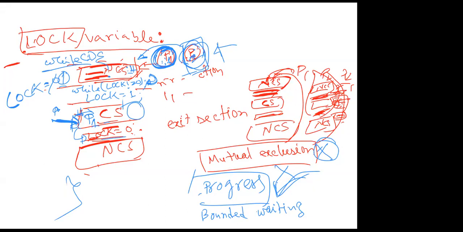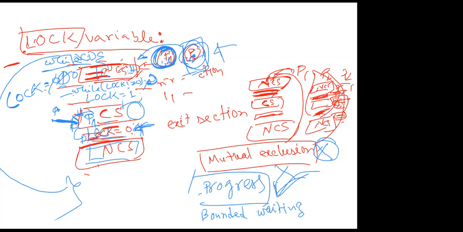Then after some point of time, P1 again gets the CPU, completes its execution, and makes the lock value 0, executes the non-critical section, and then goes back to the while loop. Now we consider P1 executing the non-critical section, and here we will see when the lock value becomes zero.